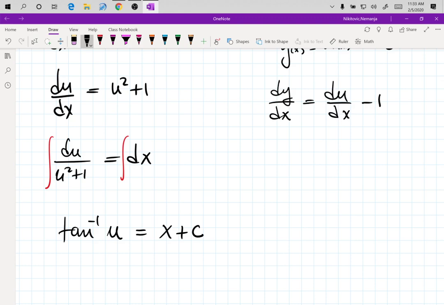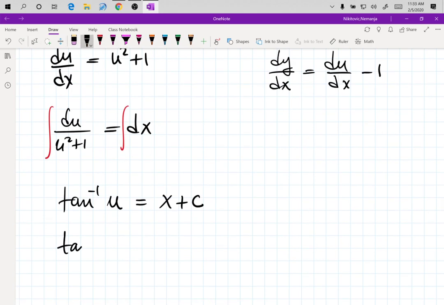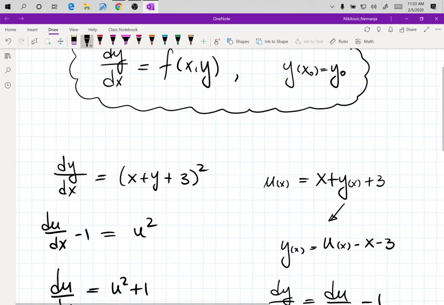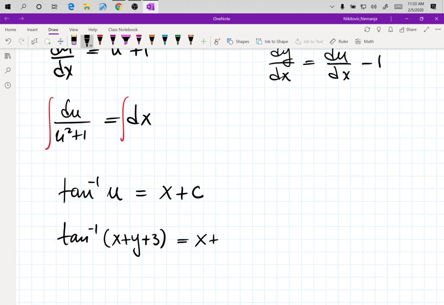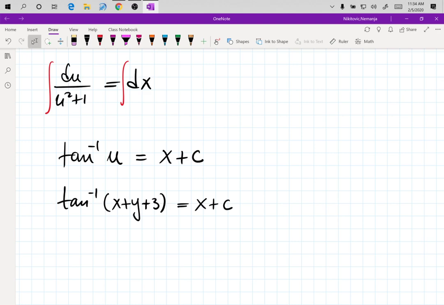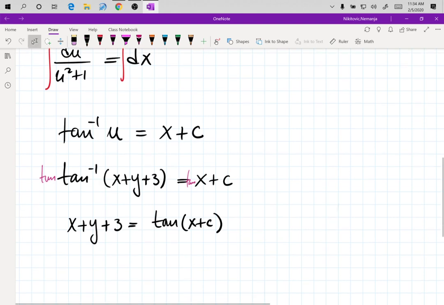Now we know what u is, right? So we are going to say tangent inverse of x plus y minus 3, I believe. x minus y minus 3. No, it's x plus y plus 3. x plus y plus 3. So all pluses. Good. Equals x plus c. And in this case, we can get the explicit solution because we can apply tangent to both sides. So we are going to have x plus y plus 3 equal to tangent of (x plus c) in parentheses.